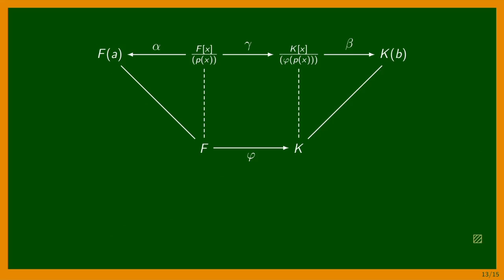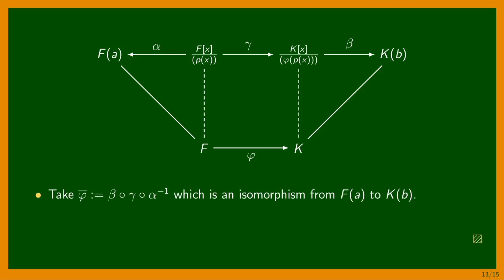Ito na yung diagram, no? I-reverse ko yung alpha. Isomorphism so bijective, meron siyang inverse na isomorphism din. I-reverse ko yung alpha, babaliktad yung arrow, that's alpha inverse. Iko-compose ko siya with gamma and beta. Makakagawa ko ng phi bar. Okay? Pag ginawa mo yung composition na ito, composition of isomorphisms is an isomorphism. So, it's an isomorphism from F(a) to K(b).